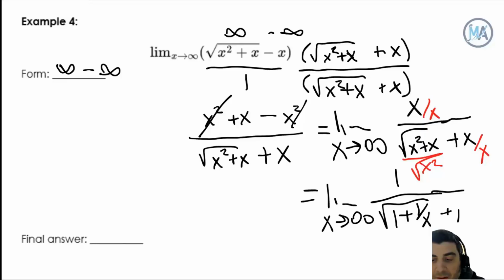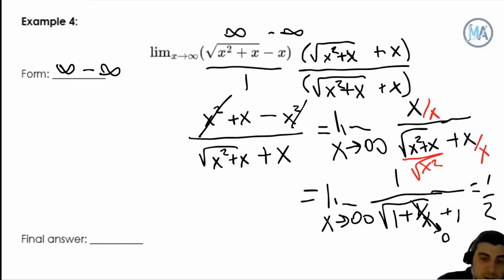Now, if I let x approach infinity, just this term goes to 0, and I would have 1 over square root of 1 plus 1, which is 1/2. Now, I didn't actually apply L'Hopital's rule in this case, but our final answer is 1/2, and that's how you handle one of the forms that results in a difference for the indeterminate form.